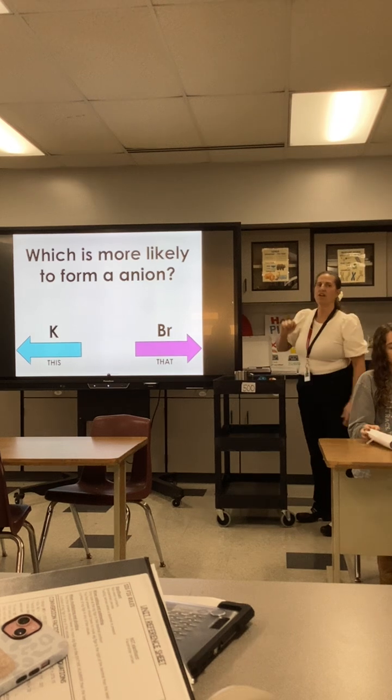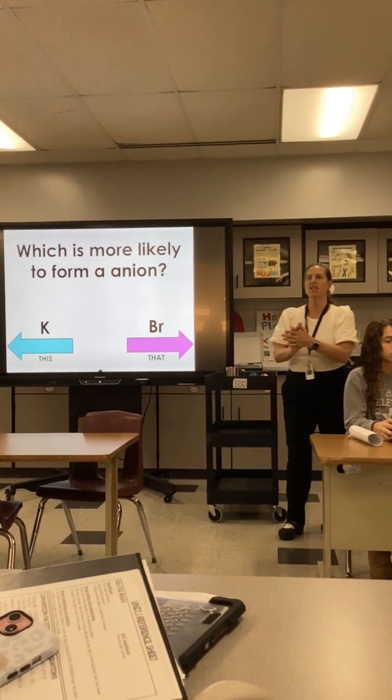Okay, now we have our anion. Which one is more likely to form an anion? This is our last one.